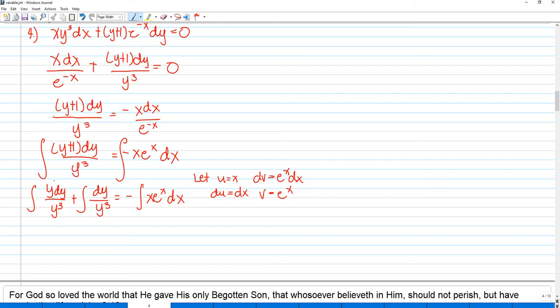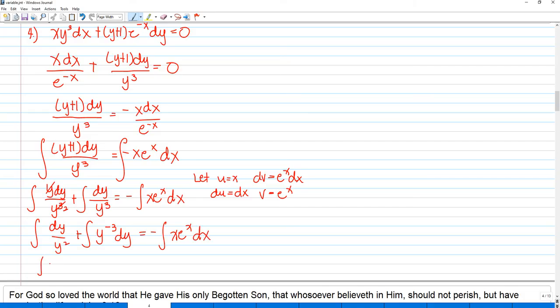So, as you can see, this would cancel. This would become dy all over y squared, plus the integral of y raised to negative 3 dy, and equals integral of x e raised to x dx.